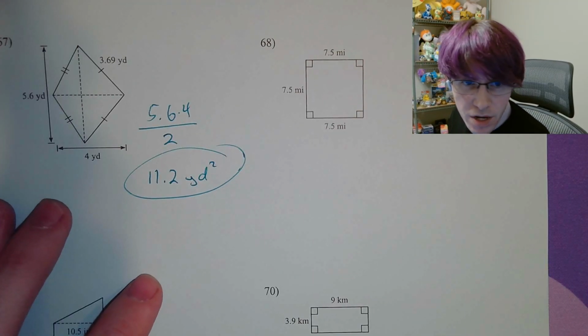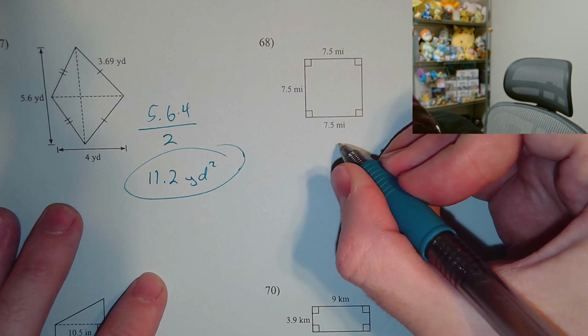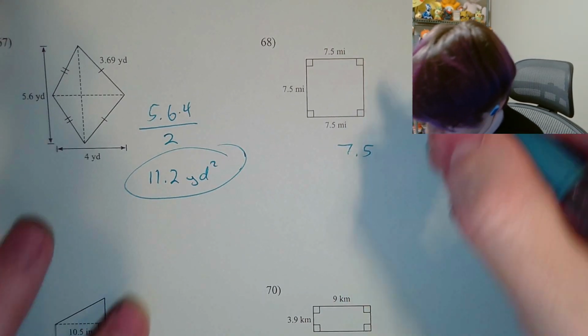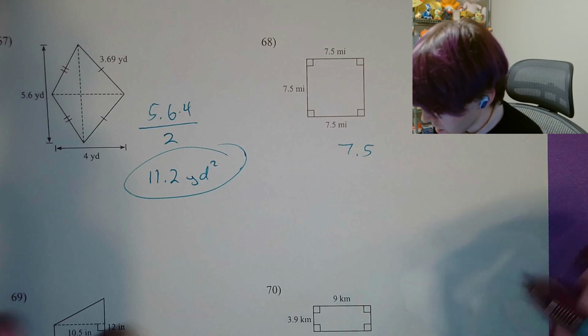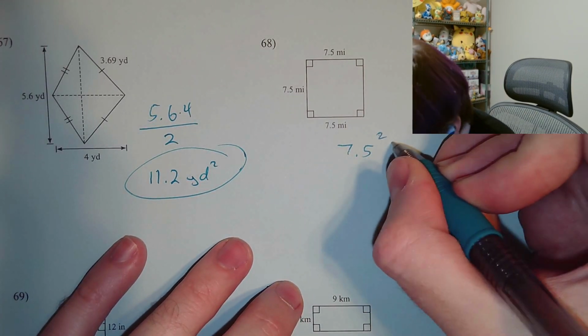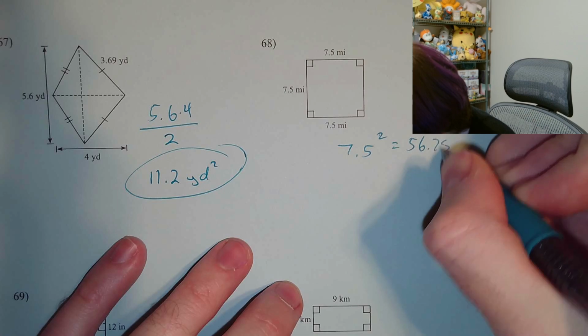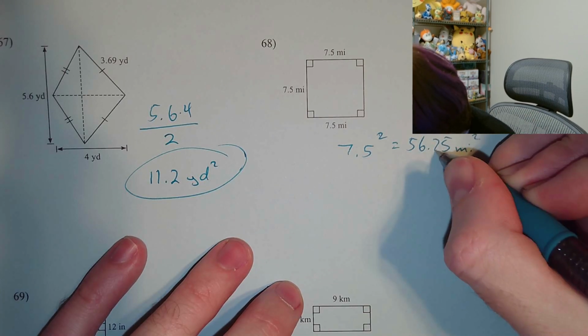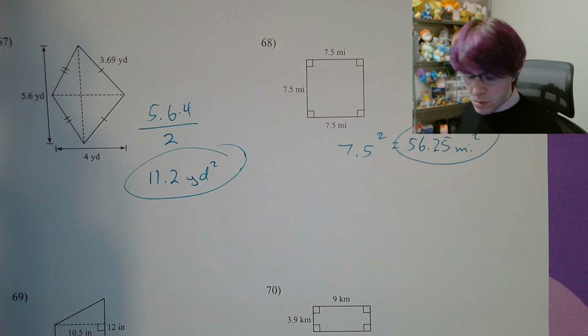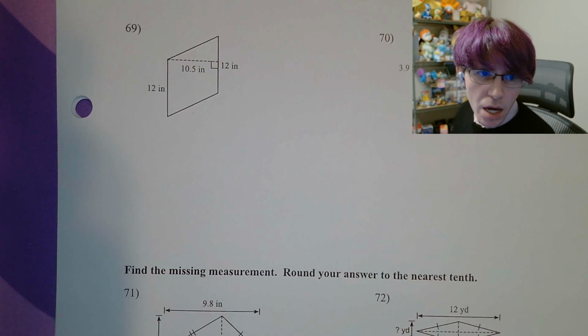We got 7.5 times 7.5. I'm not trusting my squares right now. I didn't trust it 5 seconds ago. Squared is going to be 56.25 miles squared. We're almost done. Question number 69.